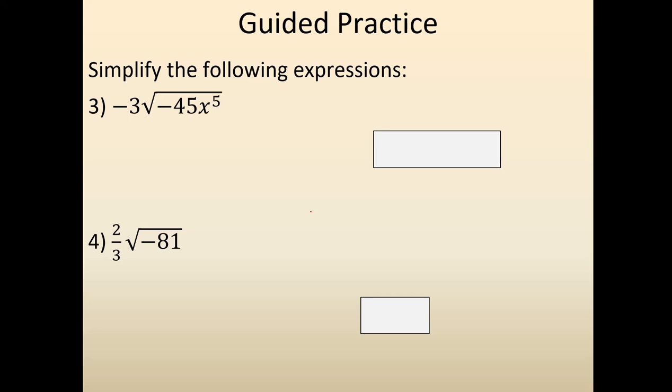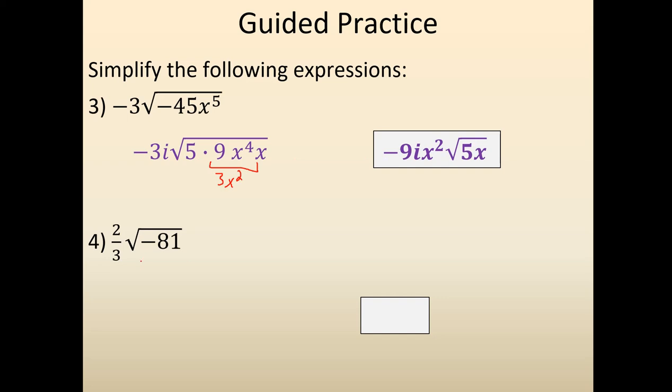All right, so for this, we do the same thing we did before. We're going to take the 45, since it's not a perfect square, and separate it into 5 times 9. The x to the 5th gets separated as x to the 4th times x. And like always, the negative comes out as an i. This is a perfect square. This is equal to 3x squared when we take the square root. So we multiply it by what we have in front, and we get minus 9ix squared square root of 5x, because 3x squared times 3i is 9ix squared.